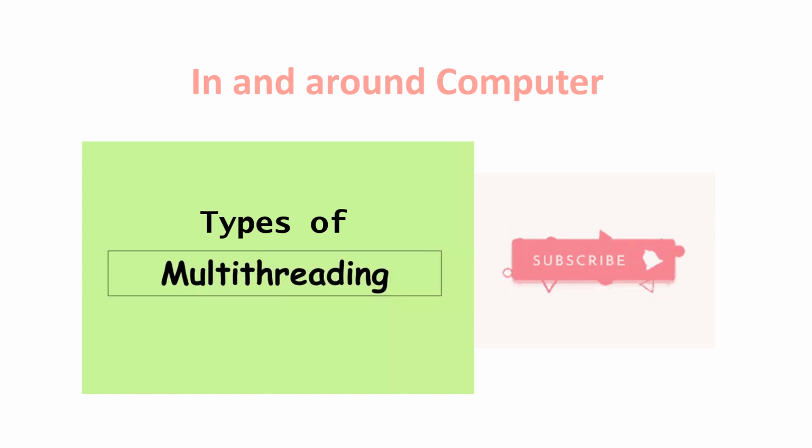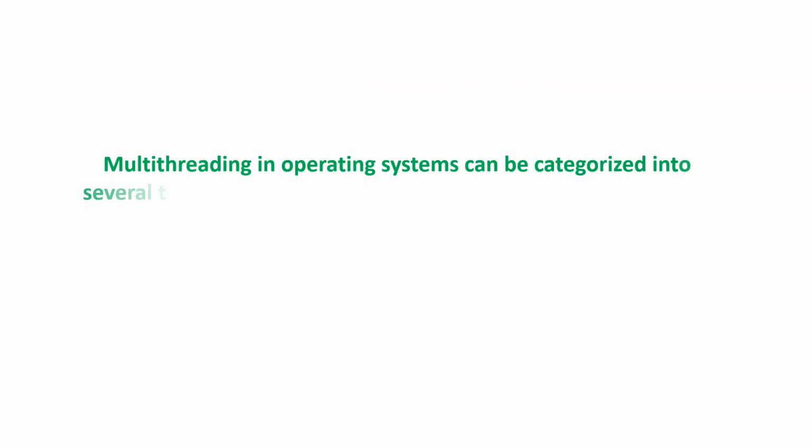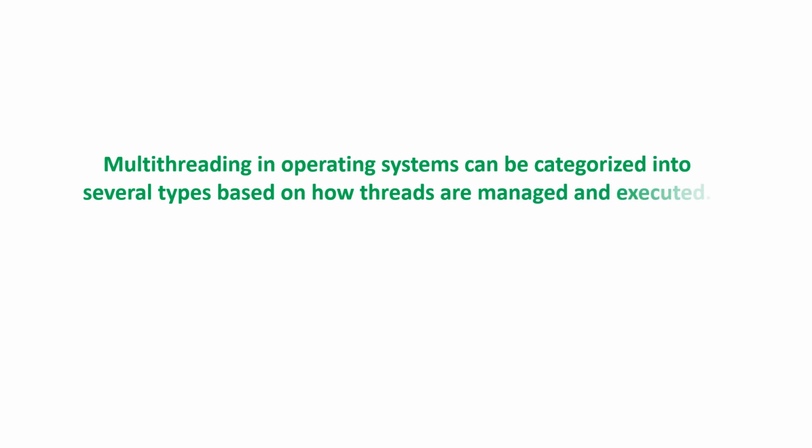In this video, we are going to see the types of multi-threading. Multi-threading in operating systems can be categorized into several types based on how threads are managed and executed. Here are some common types. If you want to know what is multi-threading, you can check my video on my channel.